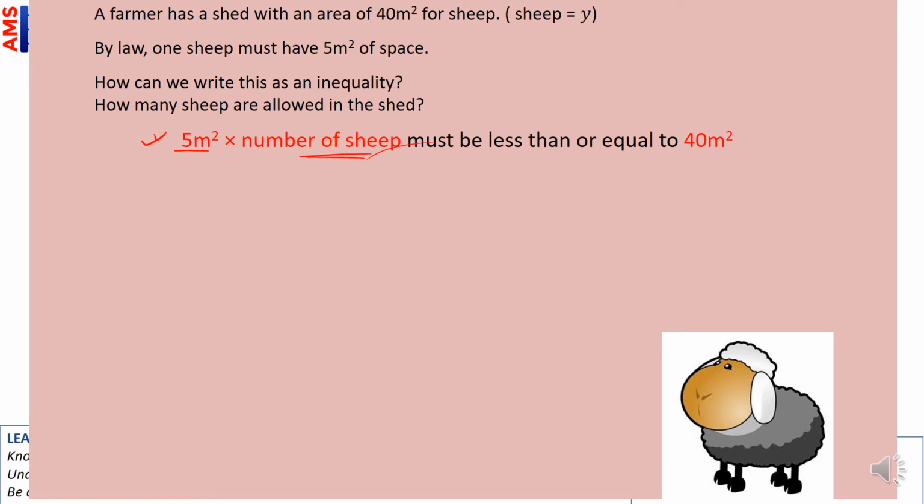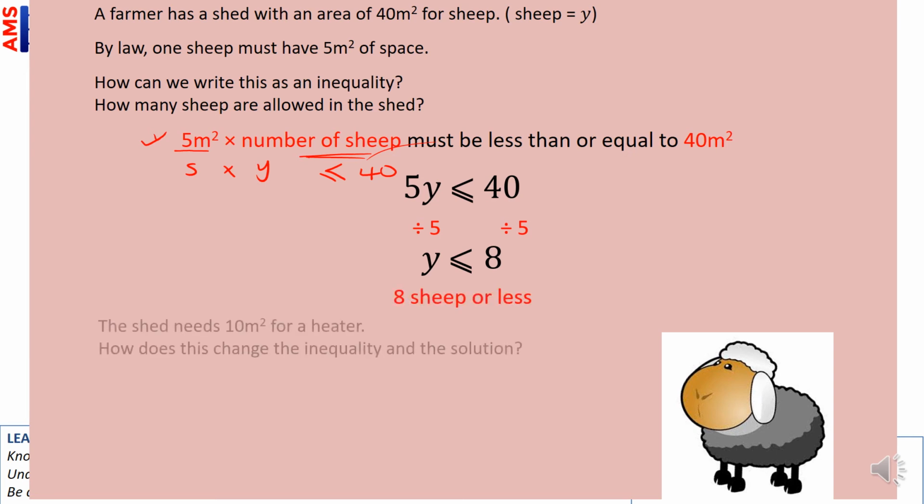So we would write 5 times y for the sheep must be less than or equal to 40, and when we simplify that we get 5y is less than or equal to 40. Then what we'll have to do now to solve is divide both sides by 5, and we end up with y is less than or equal to 8. Now remember that y is representing the number of sheep, and so he can either have 8 sheep or less.